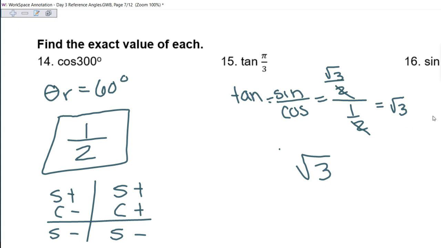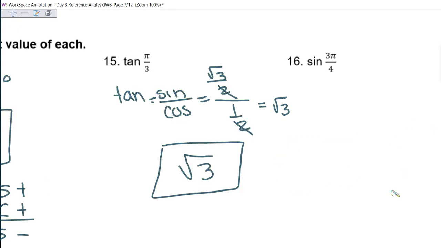Next one, number 16. We have the sine of 3 pi over 4. What's the reference angle here? Pi over 4. What's the sine of pi over 4? Square root of 2 over 2.